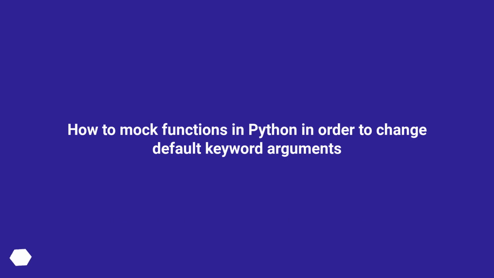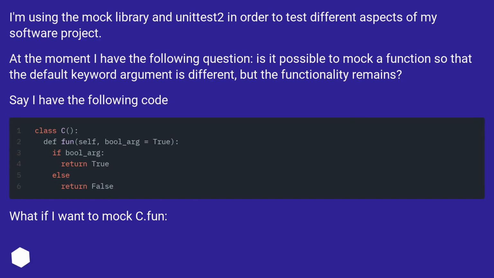How to mock functions in Python in order to change default keyword arguments. I'm using the mock library and unittest2 in order to test different aspects of my software project. At the moment I have the following question: is it possible to mock a function so that the default keyword argument is different, but the functionality remains?